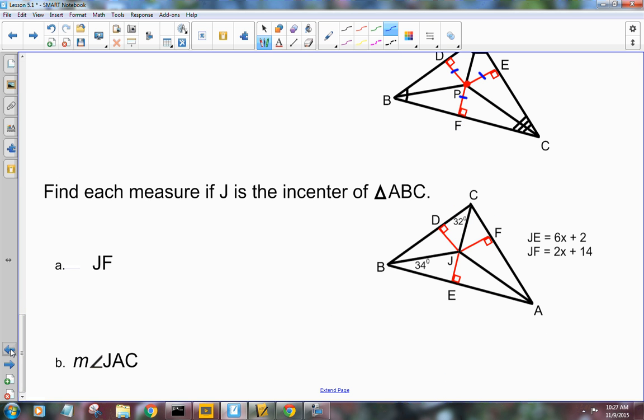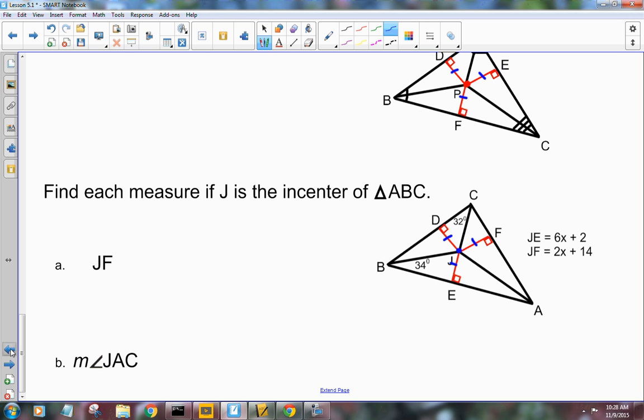Now, in each measure, J is the incenter of triangle ABC. Alright, so I want to find JF. They give me information about JF and JE. What relationship does JF have with anything else in the triangle? Yes, Lauren. It's equidistant with the other two. With what other two? DJ and JE. Correct. Because this is the incenter, then it is equidistant to the sides. So all 3 of these are equidistant to each other.